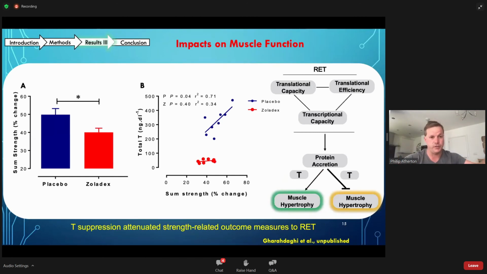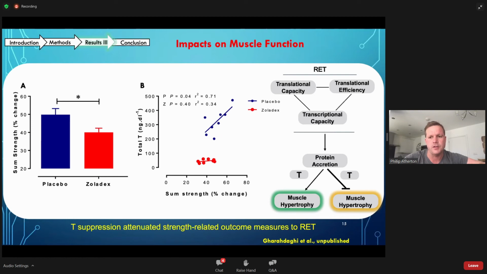Once again, looking at some strength, you can see the percent change in the placebo versus Zoladex. So it's not to say they didn't get any change despite the lack of hypertrophy, which again is fairly consistent with the notion that you can, of course, get neuromuscular adaptations and favor strength in the absence of hypertrophy. Nonetheless, you can see here that it's suppressed in the Zoladex group.